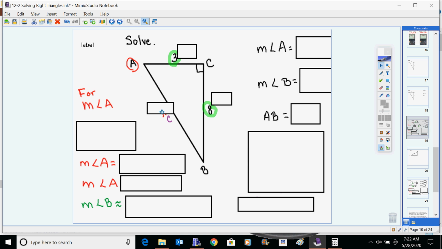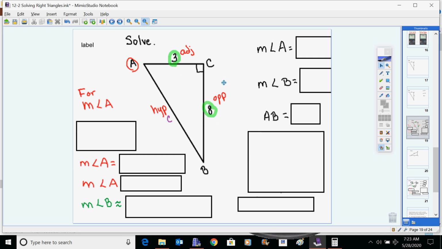Hypotenuse, longest side, as you know. Opposite, the one all the way across the triangle. And adjacent is the one next to it. Notice I have the 3 and the 8 circled because those are the ones we have actual values for. Notice it is an opposite and it is an adjacent. These are the numbers we're given.